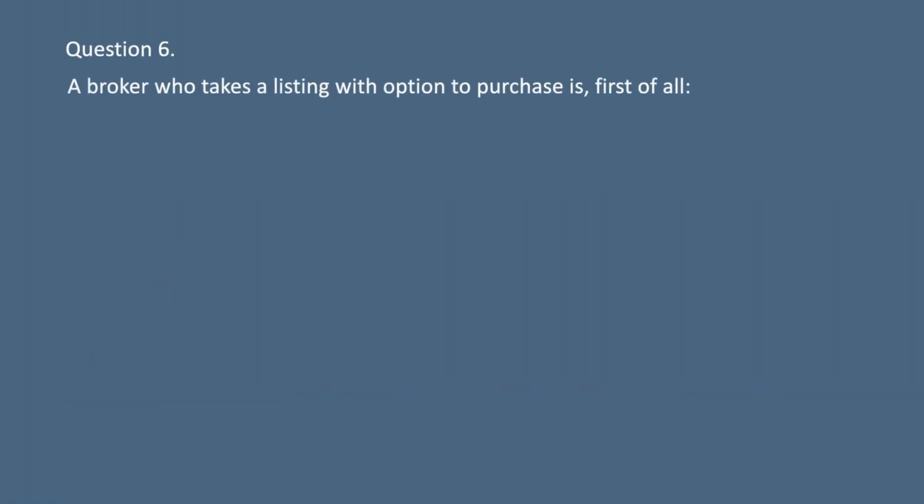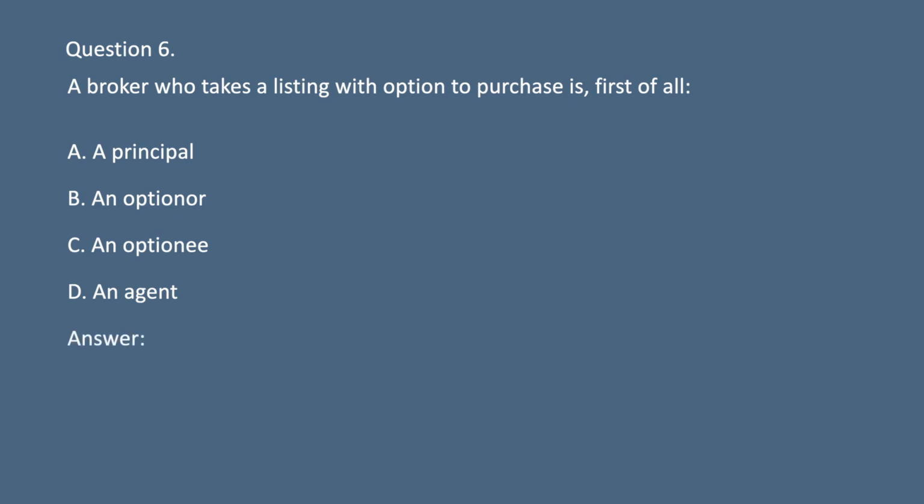Question 6. A broker who takes a listing with option to purchase is, first of all, A. A principal. B. An optioner. C. An optionee. D. An agent.